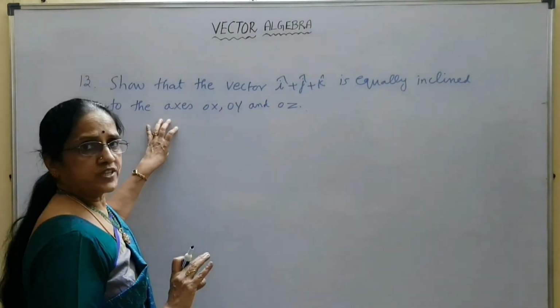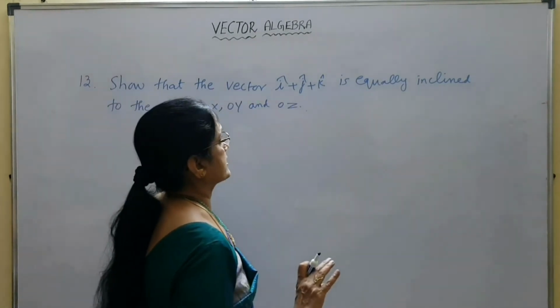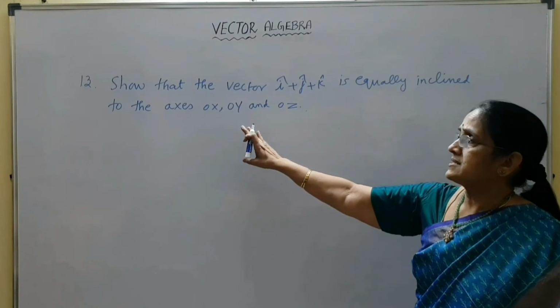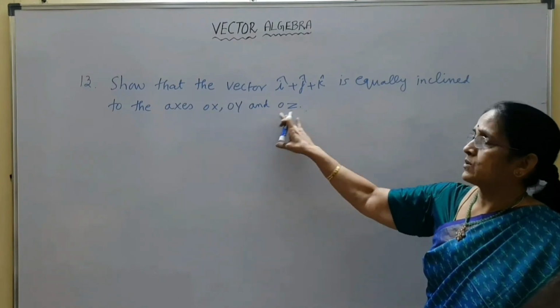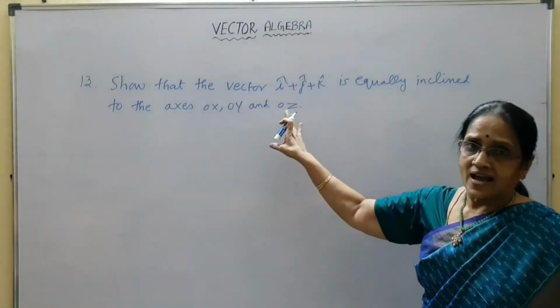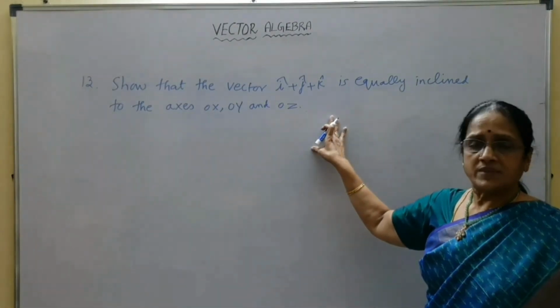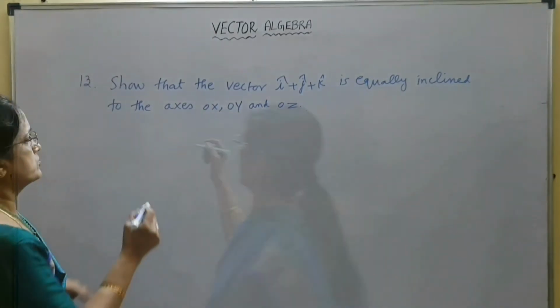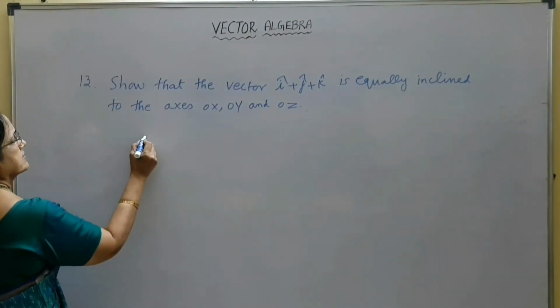Here you need to show that the vector i cap plus j cap plus k cap is equally inclined to the axes OX, OY and OZ. That is, equally inclined to the coordinate axes. This question is taken from the NCERT book. It is similar to the previous question. Let's do this sum. Solution.